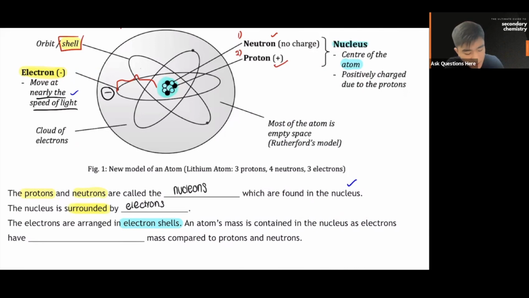So if an electron is moving at this speed, do you expect it to be very big or very small? It must be very, very small, and it must be very, very light as well. Okay, so therefore, the mass of the electron is negligible compared to the mass of the protons and the neutrons. What does this mean? It just means that protons and neutrons, they are heavy, but electron is very, very light.